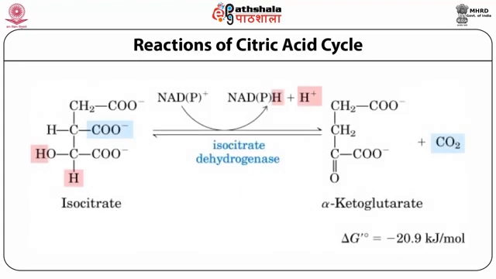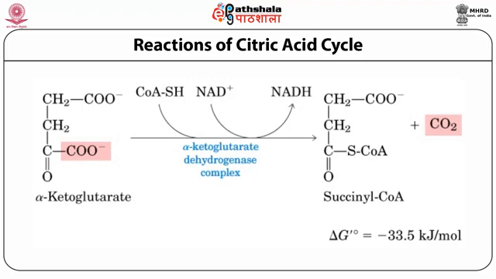The real work begins in the third step of the TCA cycle. Isocitrate dehydrogenase removes one of the carbon atoms from isocitrate, forming carbon dioxide, and transfers electrons to NADH. There are two isomers of the isocitrate dehydrogenase enzyme. One uses NAD plus and the other uses NADP plus as the electron acceptor.